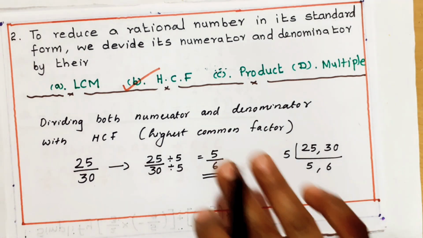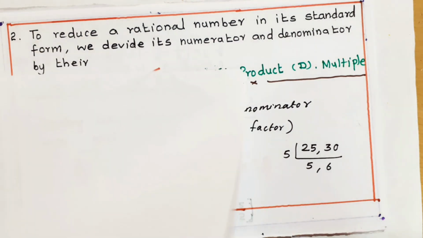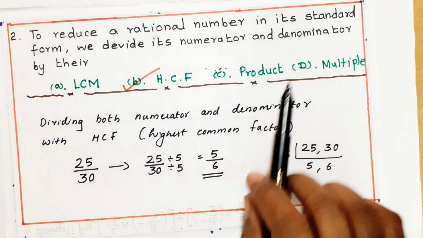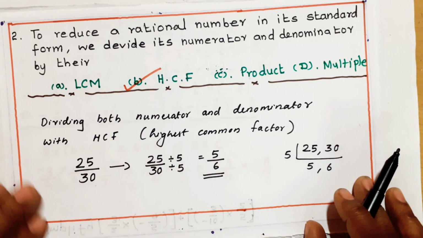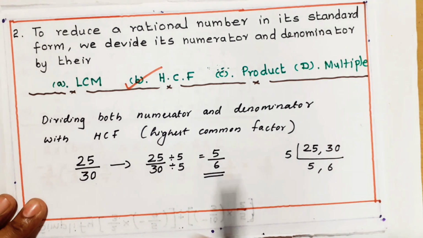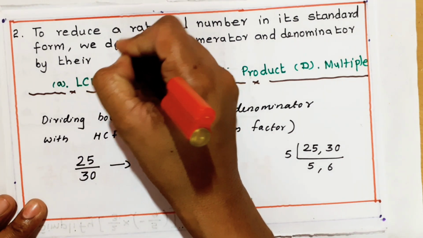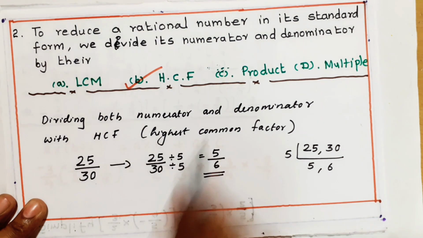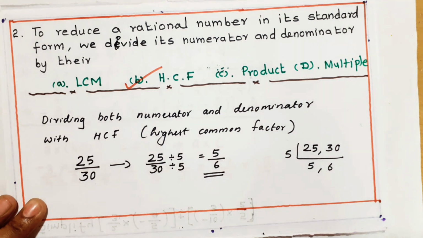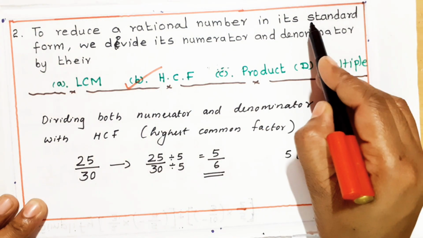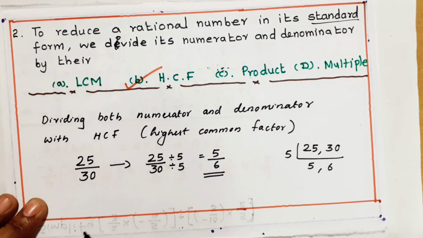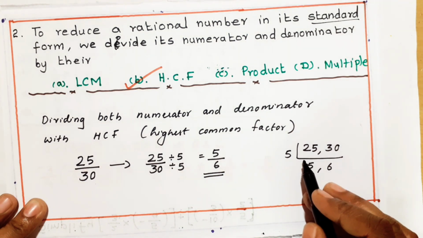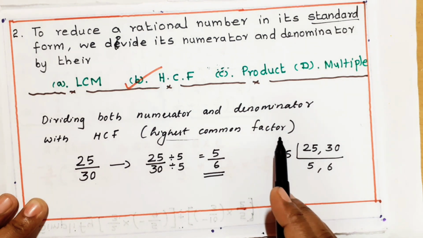The next question is: to reduce the rational number to its standard form, we divide its numerator and denominator by their what? See what we need to do. We have a number. We need to reduce it to the standard form. For example, I have 25 by 30. I need to make it standard form, so you take the HCF of that. What is called HCF? Highest common factor.